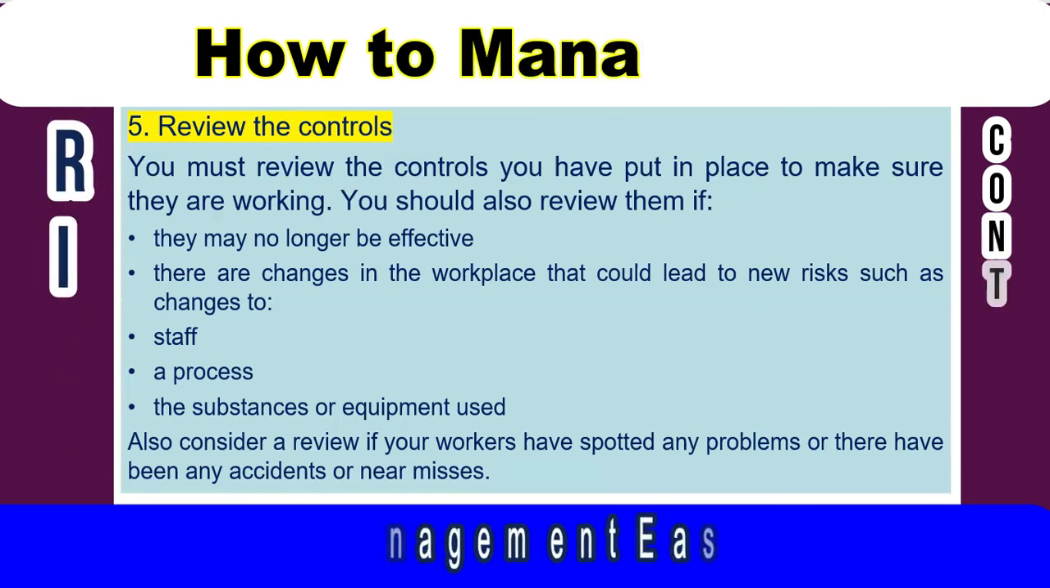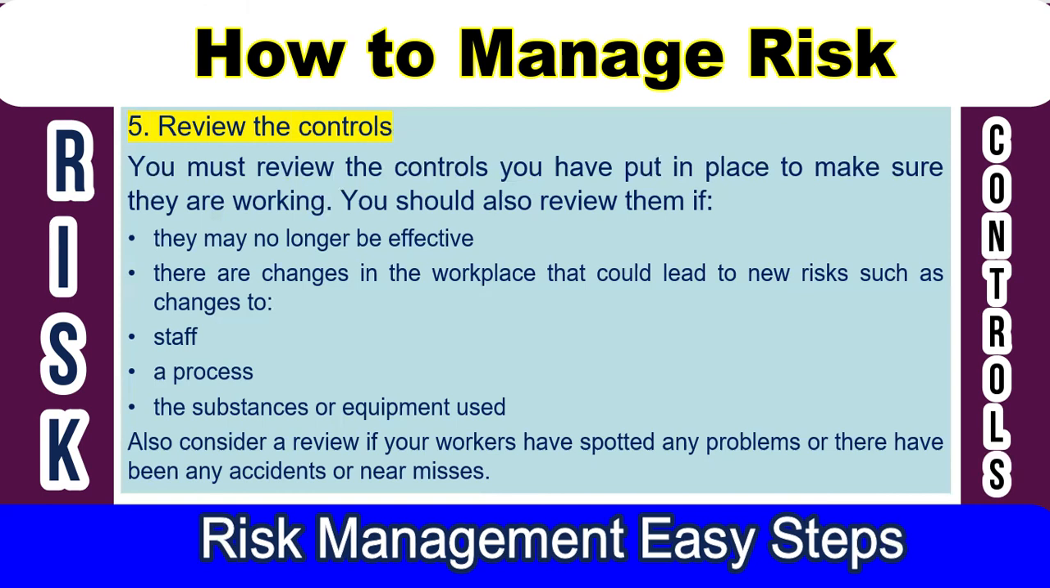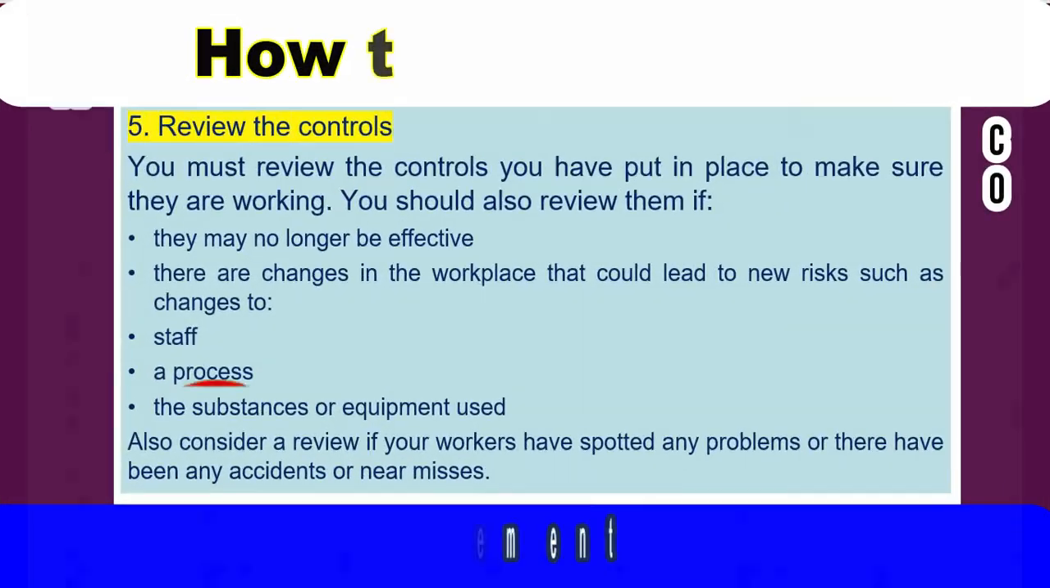Step 1, identify the hazards. And step 2, assess the risk. Step 3, control the risk. Step 4, record your findings. And step 5, review the controls. A short training session about risk management process or risk management steps is over.